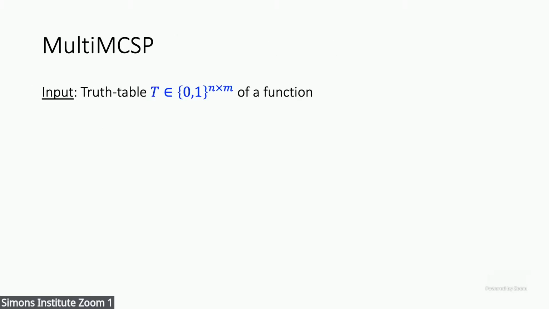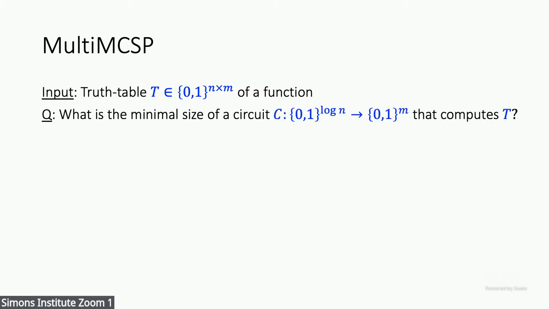So multi-MCSP, the input is, again, a string, this time of size n by m. And we think about it as a truth table of a function from log n bits to m bits. So now the function can output many bits, m bits. And the question is, again, what is the minimal size of a circuit that takes log n inputs and outputs m bits that computes the truth table that is described by T.